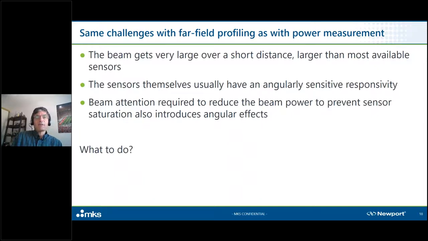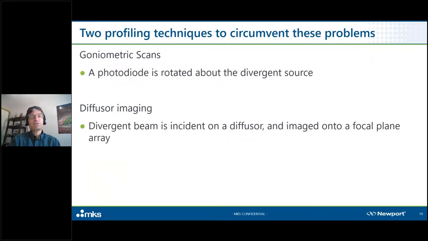So what to do about that? Well, there's two profiling techniques that are used. There's goniometric scans, which is where a photodiode is rotated about the divergent source. And there's also diffuser imaging, where the divergent beam is incident on a diffuser and imaged onto a focal plane array. So I'm going to talk about those two methods.